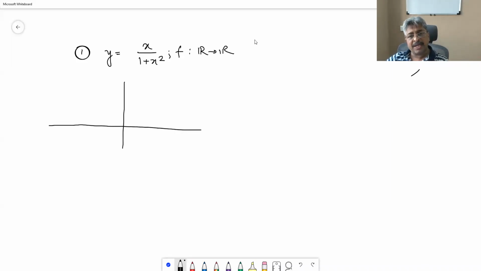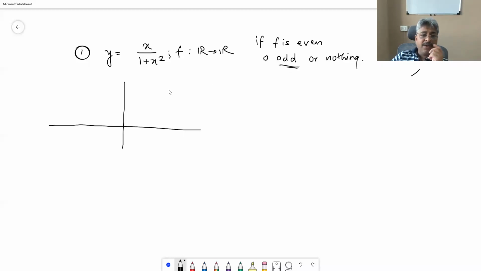Okay, in this I can say you need to check if f is even or odd or nothing. Now in this case you will find if you replace x by opposite of x, then the sign of y changes. The value is same, y sign changes, therefore it is odd function, and therefore our 50% job is reduced. The moment either you get the function even or odd, you need to sketch only 50%.